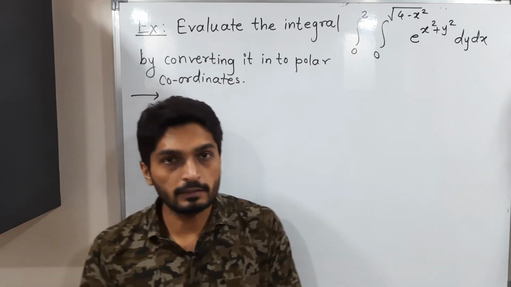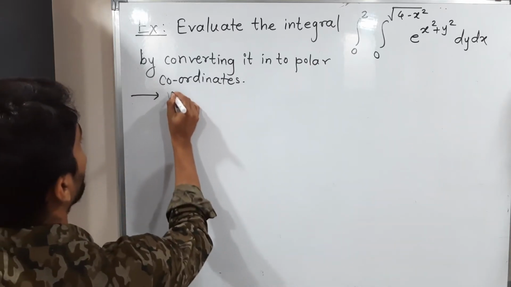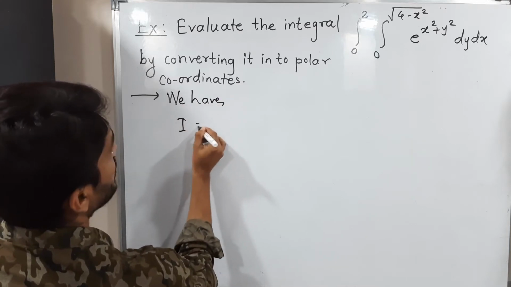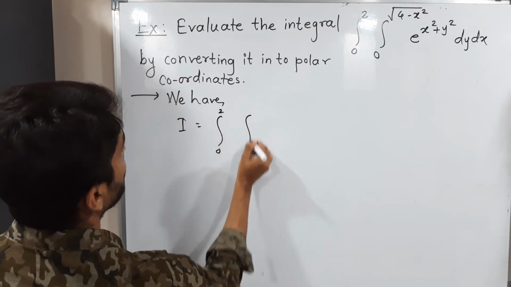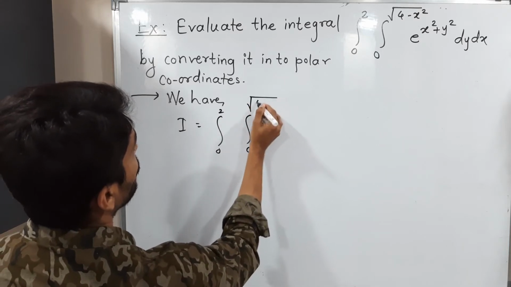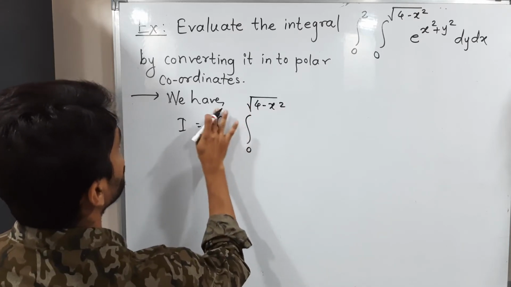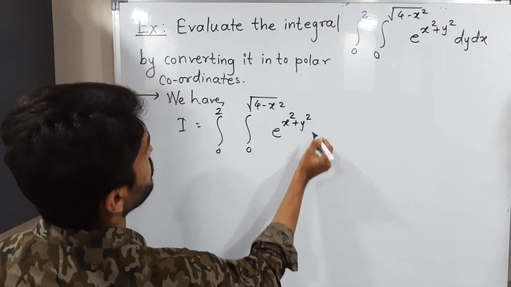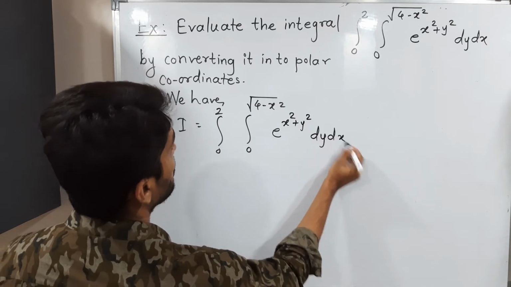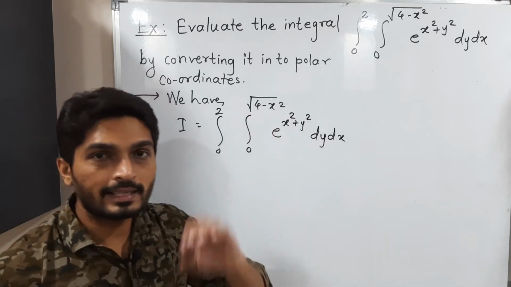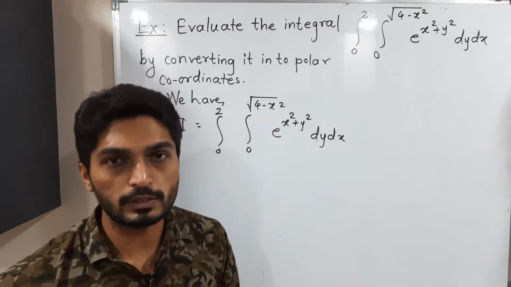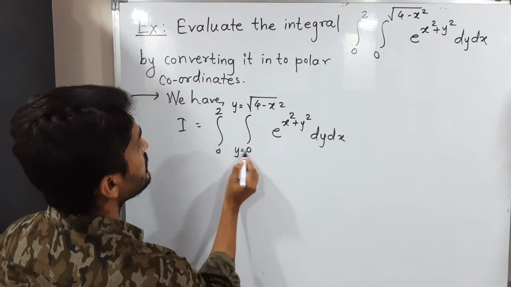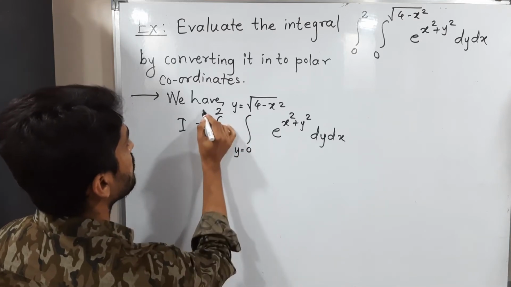First of all, I will write the given integral and call it I. So we have I is equal to the integral from 0 to 2, integral from 0 to root 4 minus x square, e raised to x square plus y square dy dx. As you can easily see, x is there, so it's a function of x, so I'm supposed to write y is equal to. These are limits of y, and obviously these are limits of x.